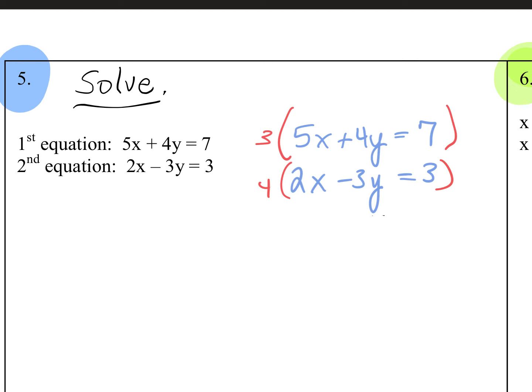What if you made it 10? You could do that. It would have to be a negative, either 5 or a negative 2. It would just be harder to solve. So guys, watch.